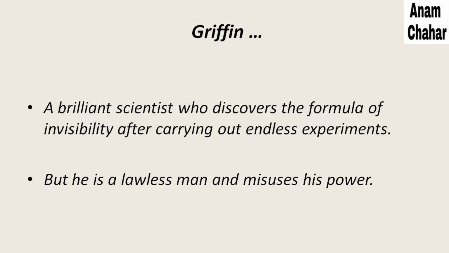The lead character of the story is a scientist. His name is Griffin. Griffin is a brilliant scientist who carries out endless experiments to discover the formula of invisibility. He develops a rare drug which could make a person invisible. But Griffin is a lawless person. So he misuses his power to scare and rob people. These evil aspects of his character make him a villain. So basically, Griffin is not the hero. He is in fact a villain.